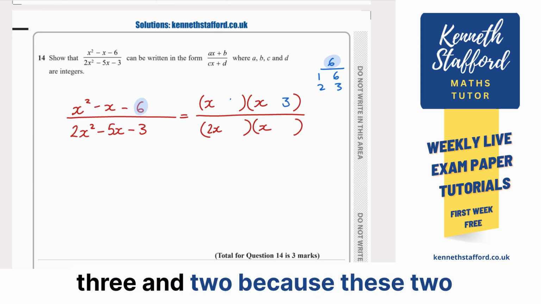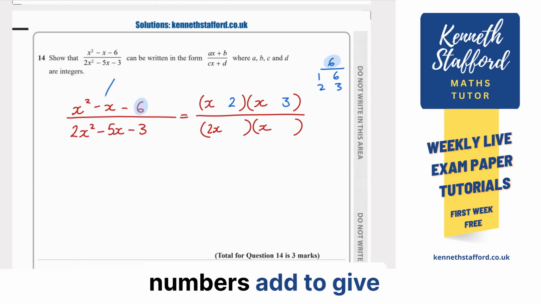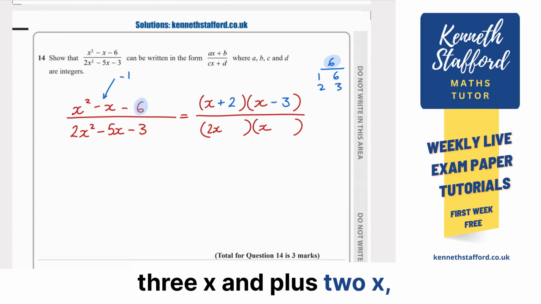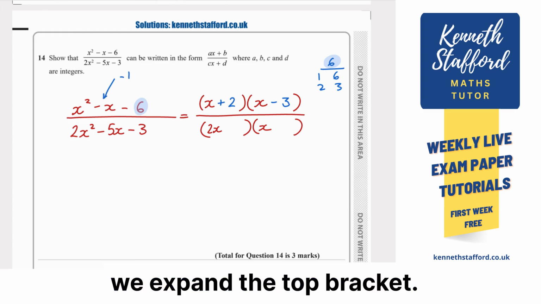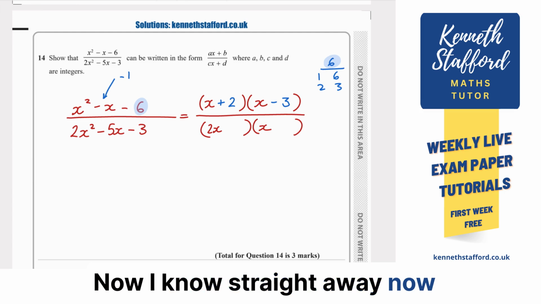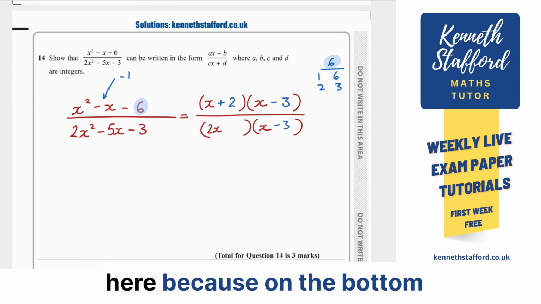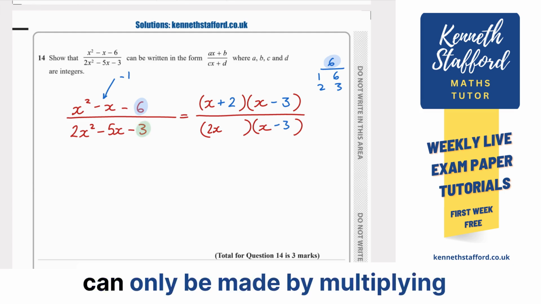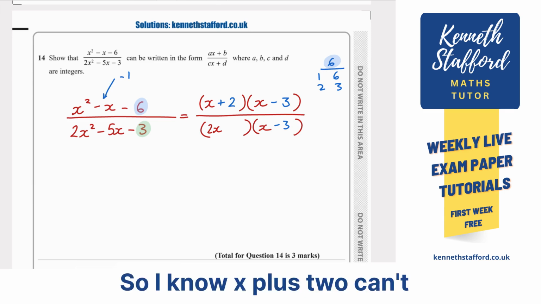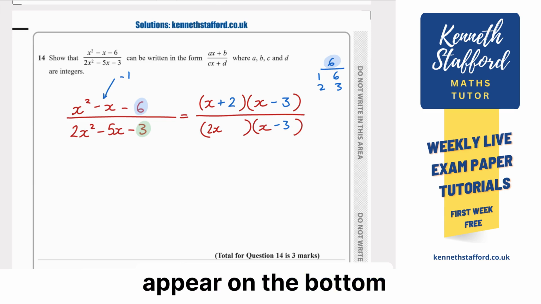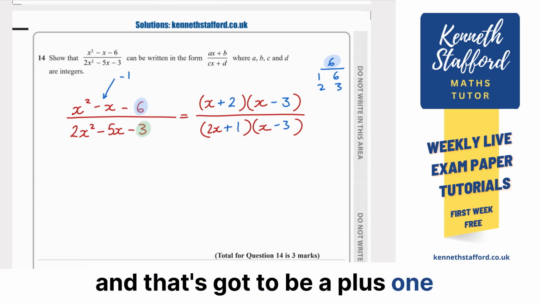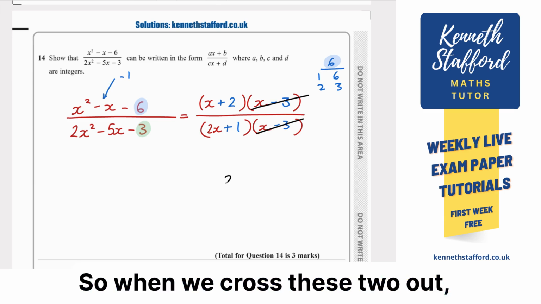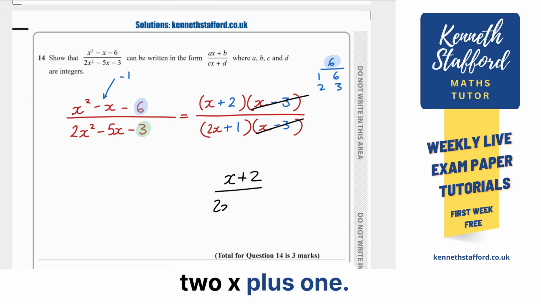And I know it's going to be 3 and 2 because these 2 numbers add to give us -1 here. And we can get that from -3x and +2x, which is what we'll get when we expand the top bracket. Now I know straight away that I can put a -3 here because on the bottom we've got a 3 here, and that can only be made by multiplying 3 and 1. So I know x plus 2 can't appear on the bottom. And that's got to be a +1 to multiply to make -3. So when we cross these 2 out, we get x plus 2 over 2x plus 1.